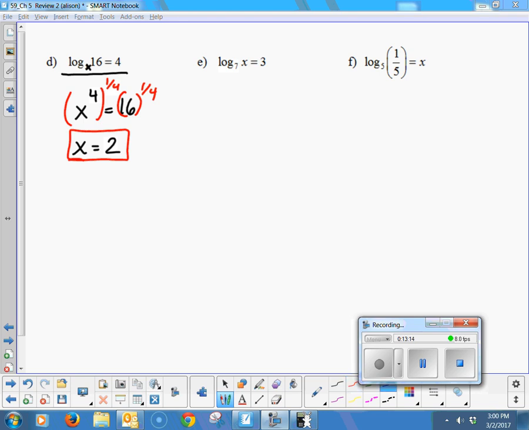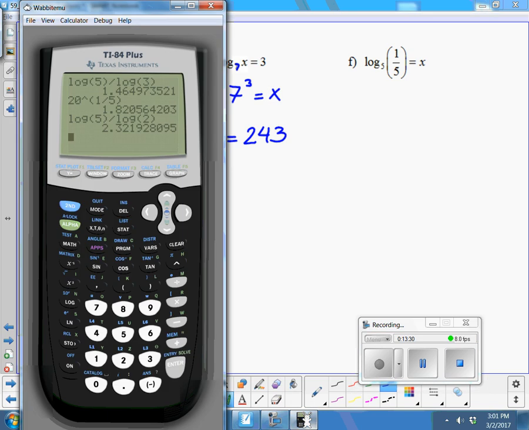Let's take a look at E. Again, rewriting it in exponential form. Base 7 to the 3rd equals x. That's just 7 to the 3rd, which is 49 times 7, which is, I'm going to guess, 243. Maybe I should check. What is 7 to the 3rd? Enter. Oh, I was wrong. 343.